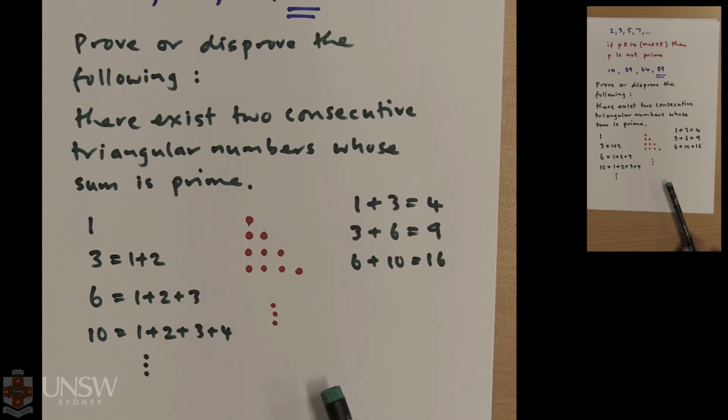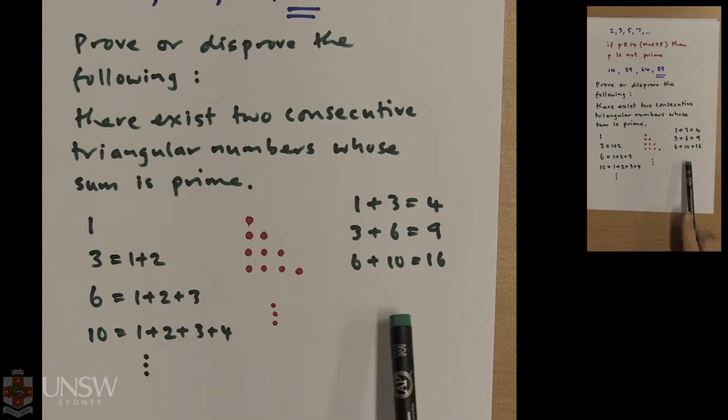What do you think? Should I keep looking for further examples in the hope that I will find two consecutive triangular numbers whose sum is prime? Or do you think you can see something in these results which gives you a hint for why it might never be true and that this statement is in fact false? I'll leave that one up to you to think about entirely. I won't give you an answer to that one.